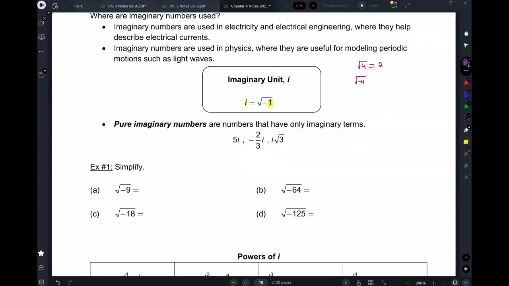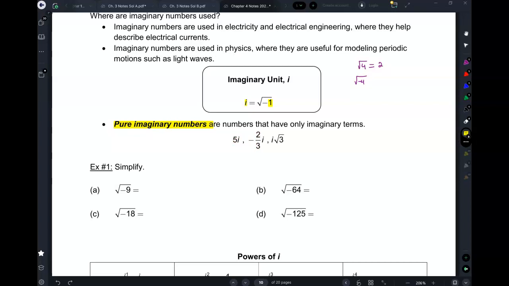When you have numbers that just have imaginary parts, they are called pure imaginary numbers, all right? These are examples of pure imaginary numbers. So look, you have 5i, -2/3 i, and then here you have i root 3.